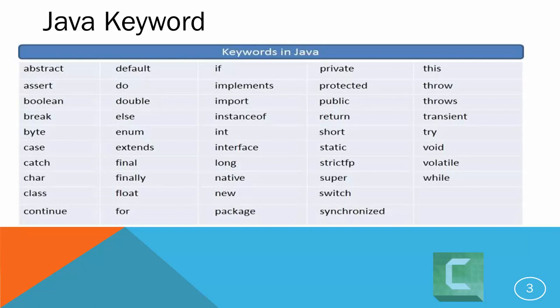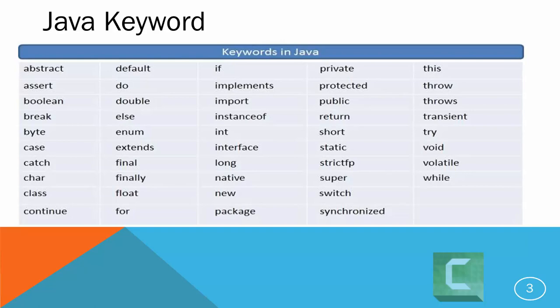Break is used when you are trying to work on loops. Once your condition is met, you can break. The switch statement is also a place where you can use break. Else is used along with if and else. Instanceof is used to check the type of the object. Return is used when you are trying to return from a method.